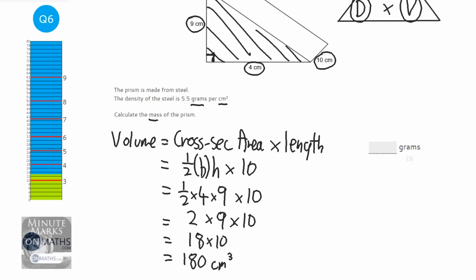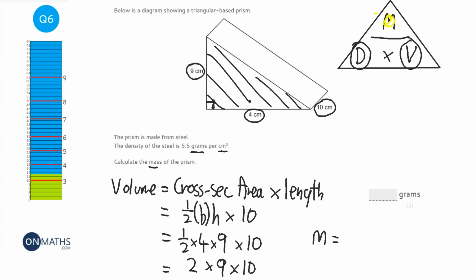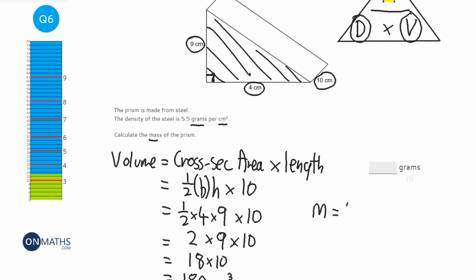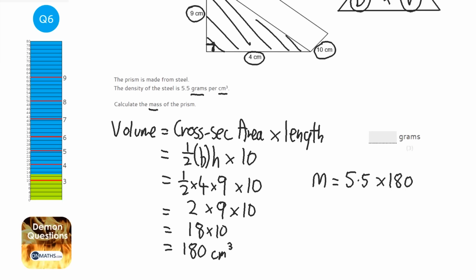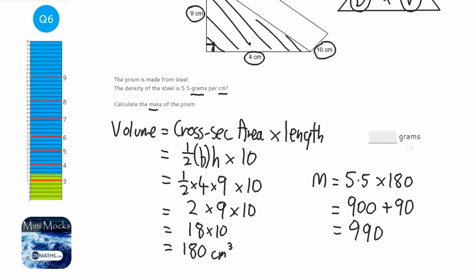So the volume is 180, so to work out the mass, if I cover up the mass in the diagram, it says to work out the mass I do density times volume. It gives me the density in the question, which is 5.5, and I'm going to times that by 180. If I have a calculator, I can just type that in. Otherwise I could do 10 times 180, which is 1,800, then halve it, which is going to be 900, and then half times 180, which is 90. So that's 990. So the answer is 990 grams.